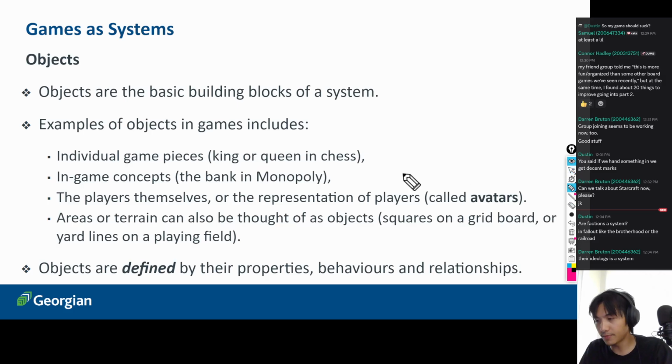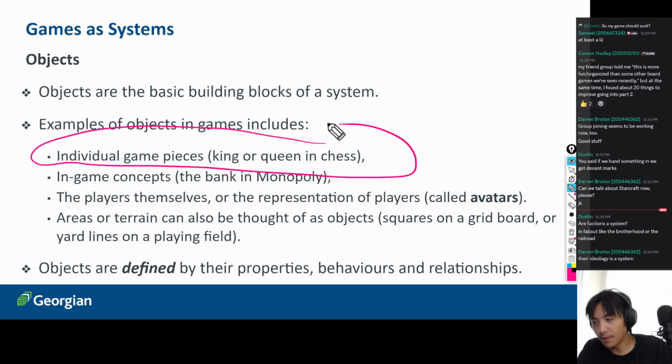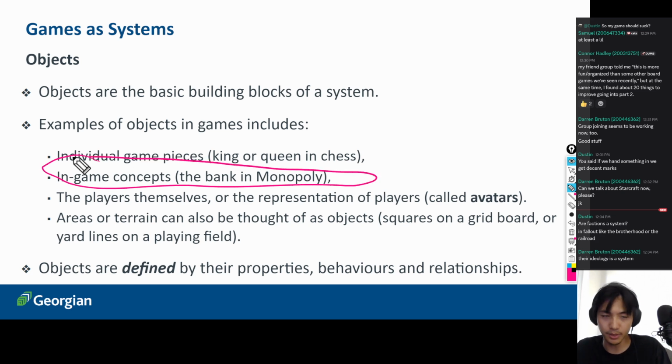So objects are the basic building blocks. Objects are the nouns, all of the things in a system or people. Objects in games include the game pieces in chess, right? In Monopoly, there's this concept called the bank, right? Which is not an individual piece or a specific object. There's like a tray of money, and that's the bank. And that is a game object. That is an object according to the system of Monopoly.